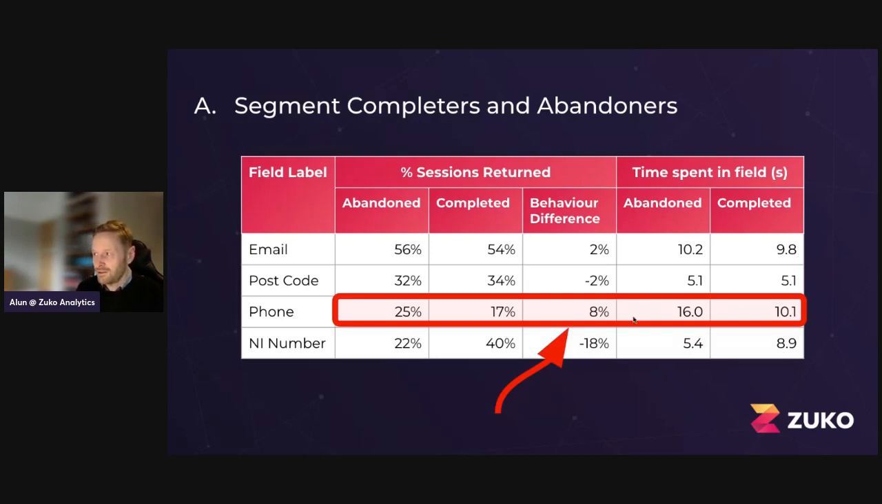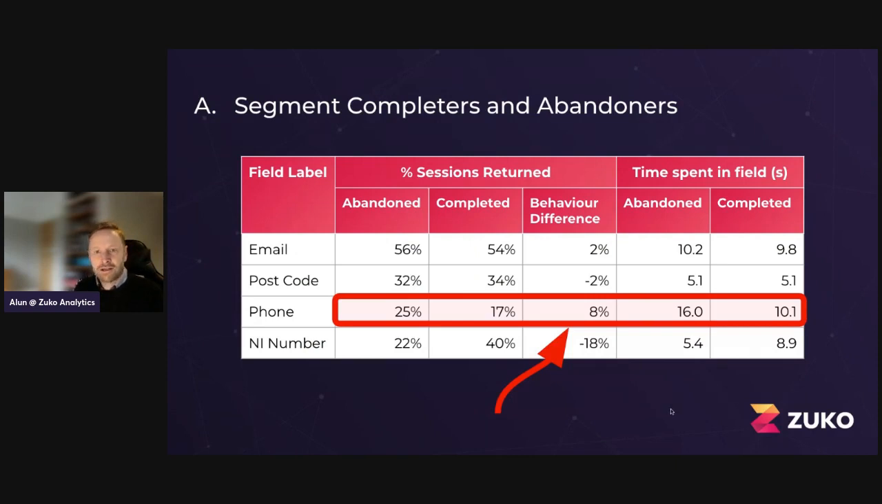If you look at the time spent as well, you can see a similar pattern: 16 seconds for abandon and 10 seconds for those who complete. So that's where, as I mentioned before, you can break it out and use more advanced techniques to say, okay, there's a problem here and it's related to abandonment. So let's look into it. What is causing the issue for those who abandon?